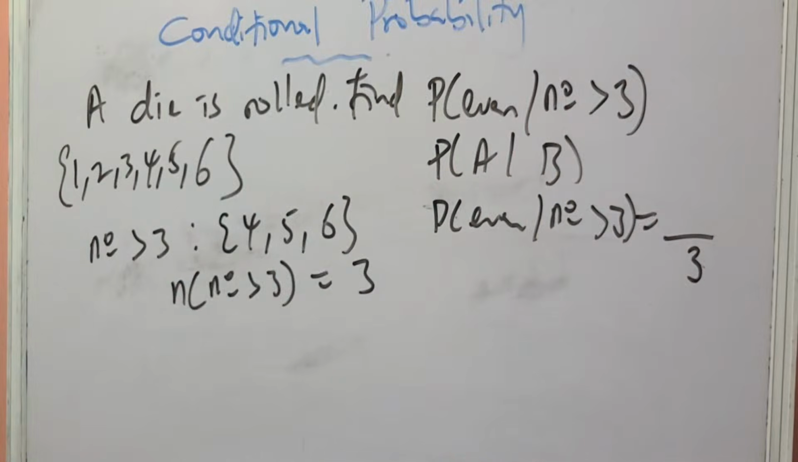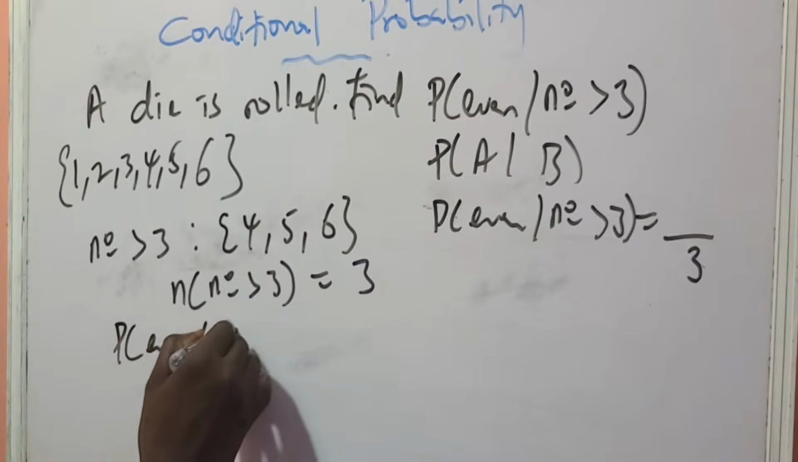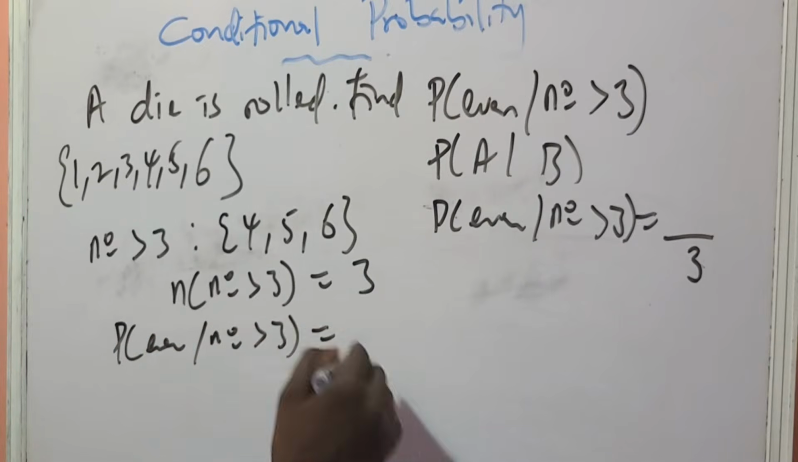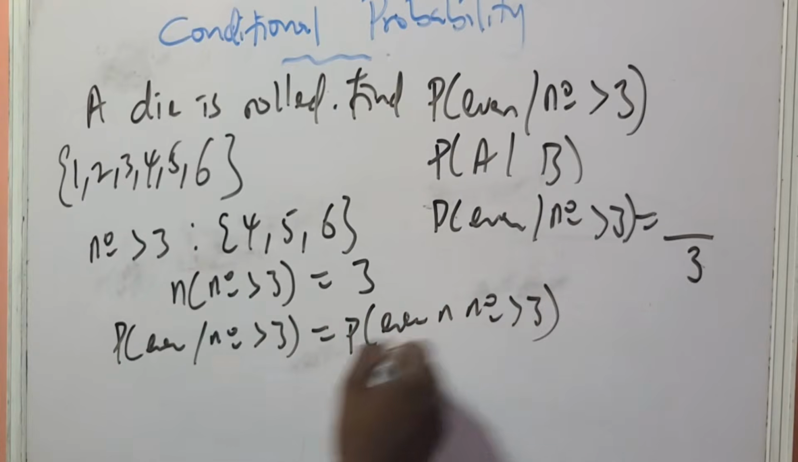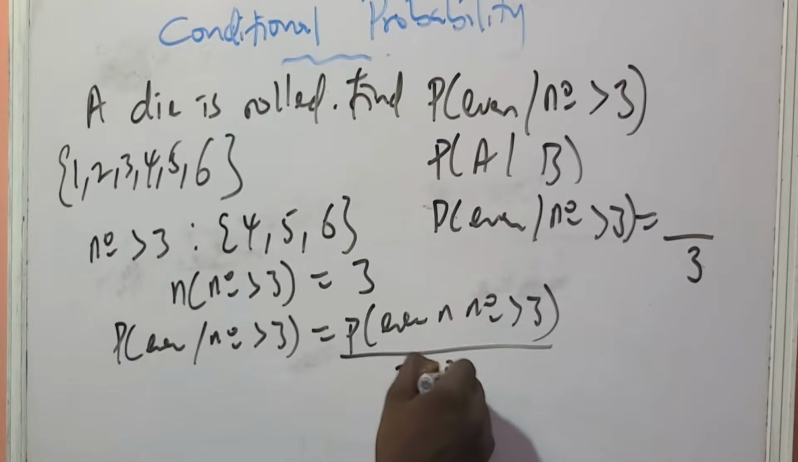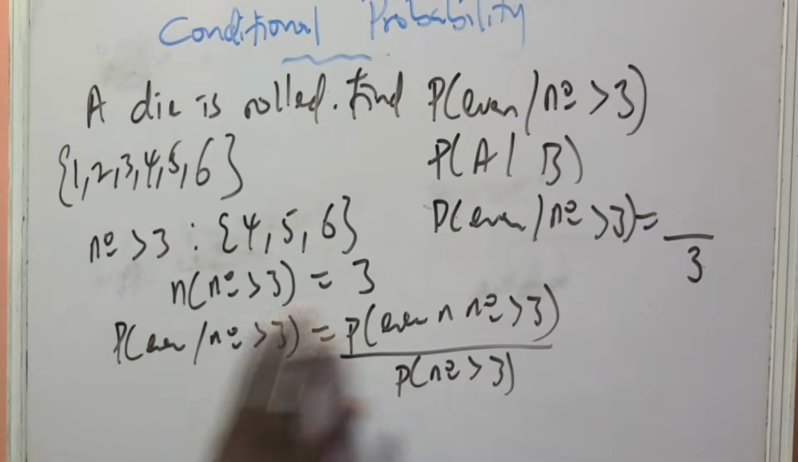Now, to find what the numerator will be, do not forget, I told you guys, when you're trying to find probability of even given number greater than 3, the general formula will be probability of even intersection number greater than 3 over probability of number greater than 3. This is the reason why we went through the basics first, why we went through solving questions around this formula. I'm sure everybody in this class should be able to understand what we're doing right here and why this formula is happening.